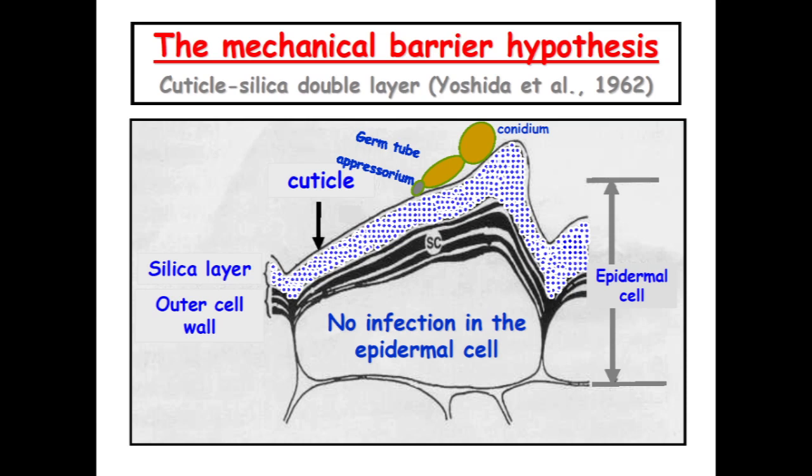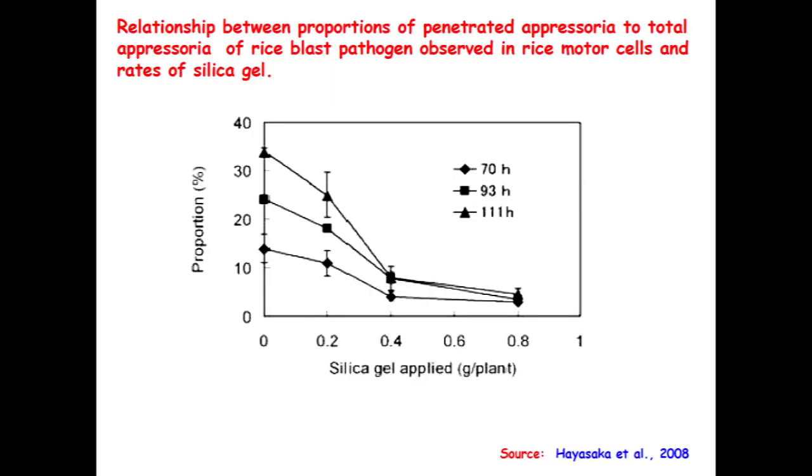And there have been some papers just published in 2008 still supporting this theory, where they showed the relationship that as you increase silica gel to the plant, you saw a decrease in the proportion of appressoria of the rice blast pathogen in the motor cells. So there is still some evidence for this mechanical barrier hypothesis.